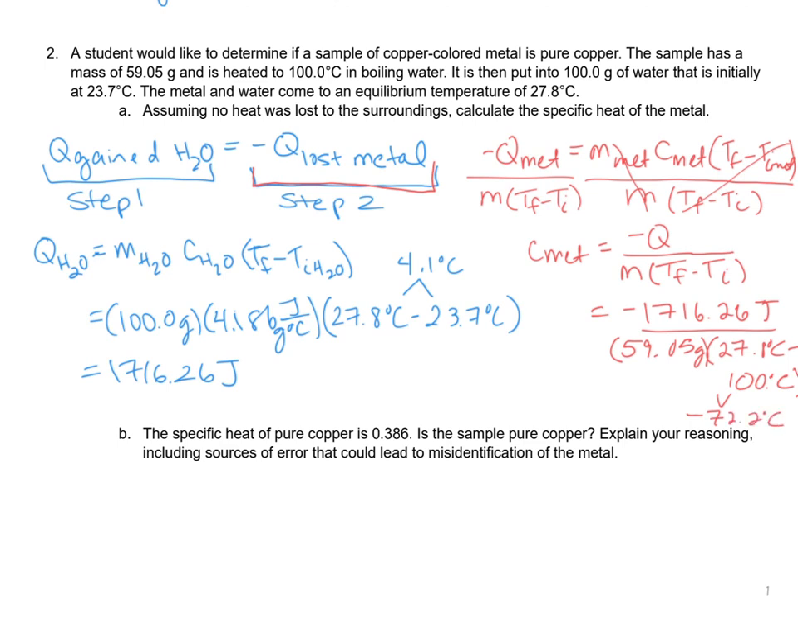So negative 1,716.26 divided by 59.05 divided by negative 72.2. Sorry that I squished it in the corner here. But the answer, when you do the math, ends up being 0.40 joules per gram per degree Celsius. That's with 2 sig figs because our temperature change back with the water, the 4.1 degrees, had 2 sig figs.